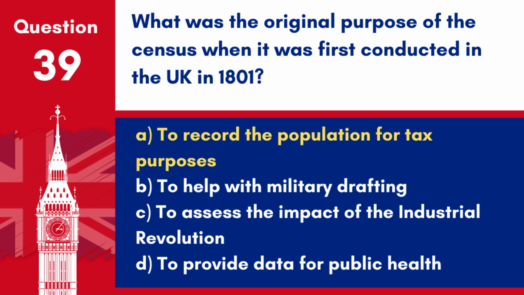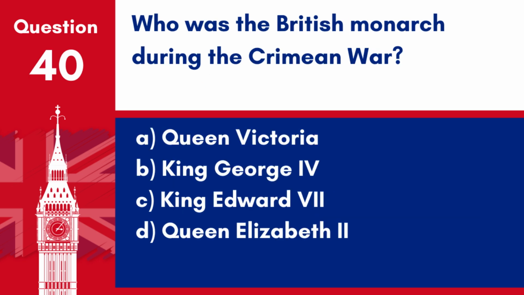Answer: A. To record the population for tax purposes. The original purpose of the census in 1801 was to record the population for tax purposes. Question 40. Who was the British monarch during the Crimean War? A. Queen Victoria. B. King George IV. C. King Edward VII. D. Queen Elizabeth II.